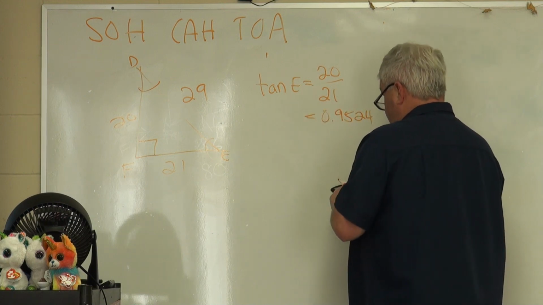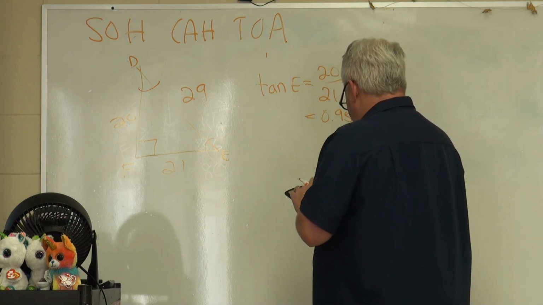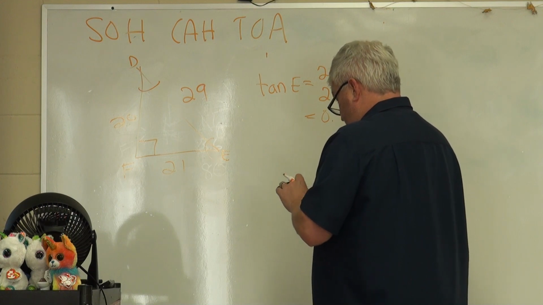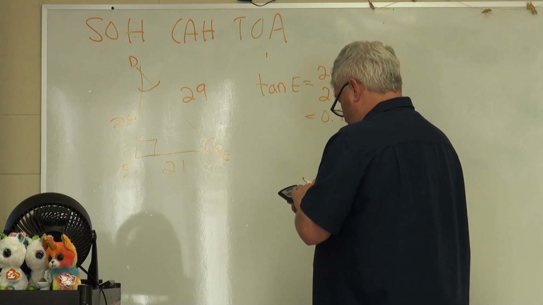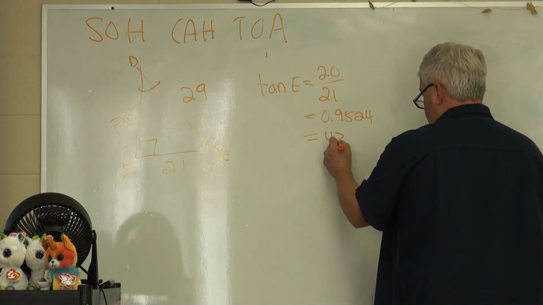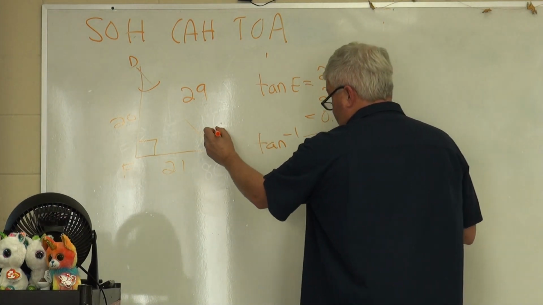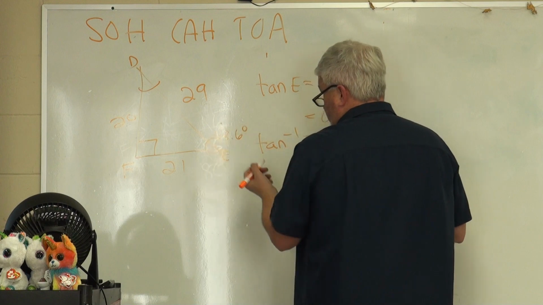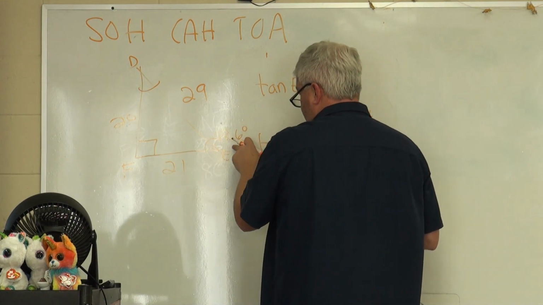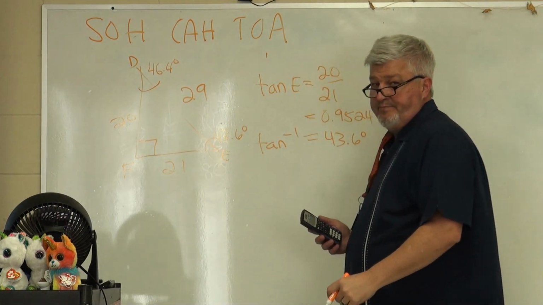Now I'm going to inverse that, inverse tangent that. 0.9524. And I'm getting 43.6 degrees. Okay, so the inverse tangent gave me 43.6 degrees for angle E. And just quickly taking that, it's complementary to angle D. So subtract 90 minus 43.6, and I get 46.4 degrees. Okay, that's the first one.